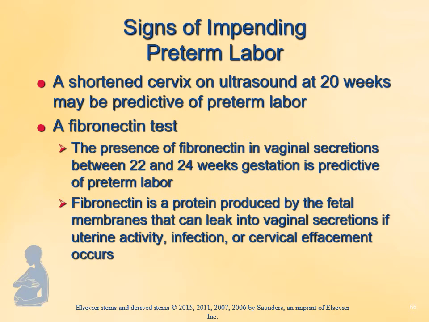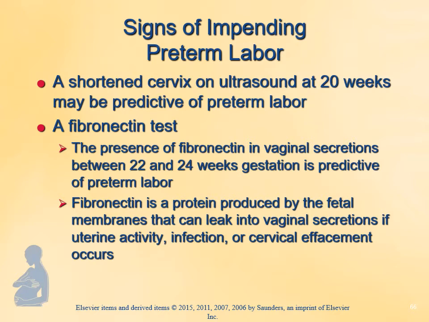We can also do what's called a fibronectin test or a fetal fibronectin test, sometimes referred to as FFN. That's where we swab the vaginal secretions and send that off to the lab. And if the presence of fibronectin, which is a protein produced by the fetal membranes, is detected in the vaginal secretions, that usually is a sign to us that she might be going into preterm labor. She might have an early delivery.